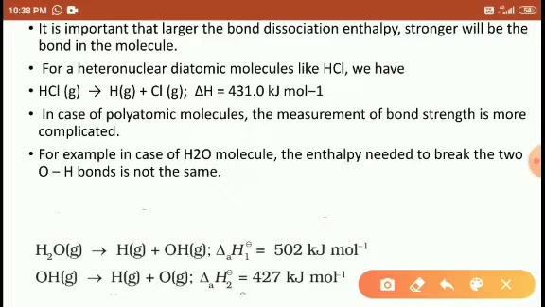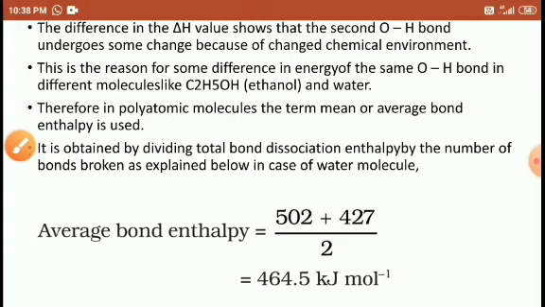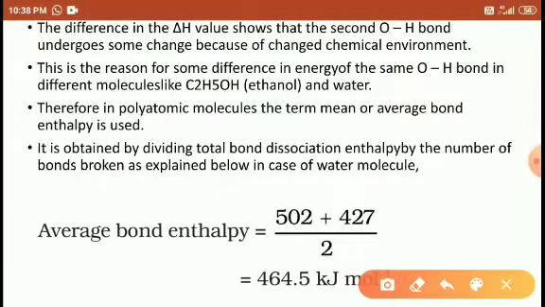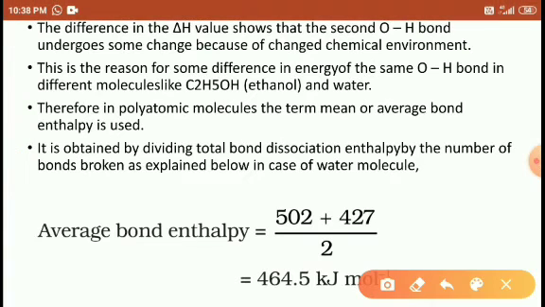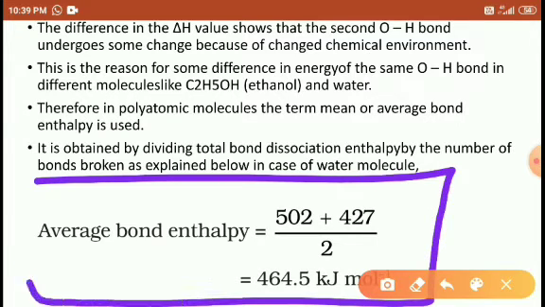So this is a polyatomic molecule, because two or more atoms are combined in a molecule. The dissociation of a polyatomic molecule can take place in 2 or 3 steps. For such molecules we calculate the average bond enthalpy. Look at it students: first bond dissociation 502, second bond dissociation 427. If two or more atoms are present in a molecule, for dissociation we require 2 or more steps. So for such molecules we use the average bond enthalpy.